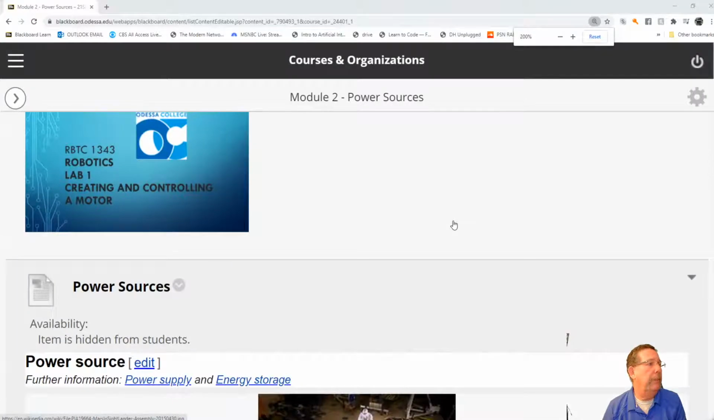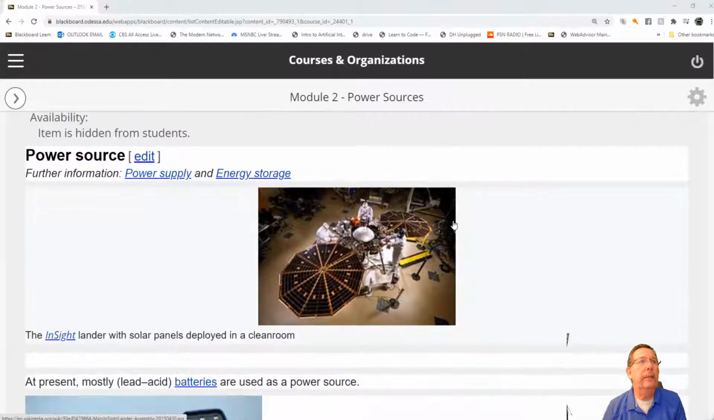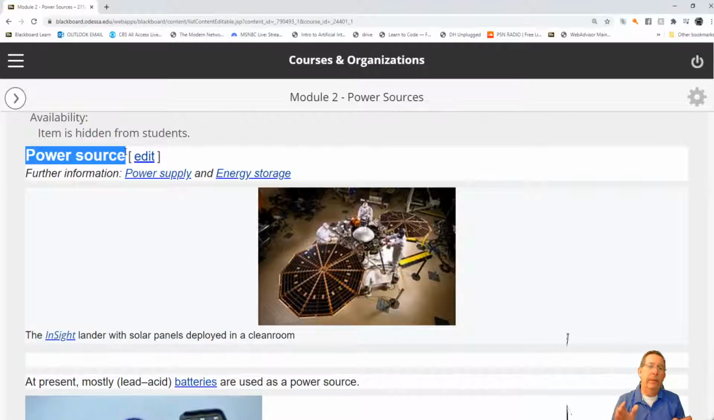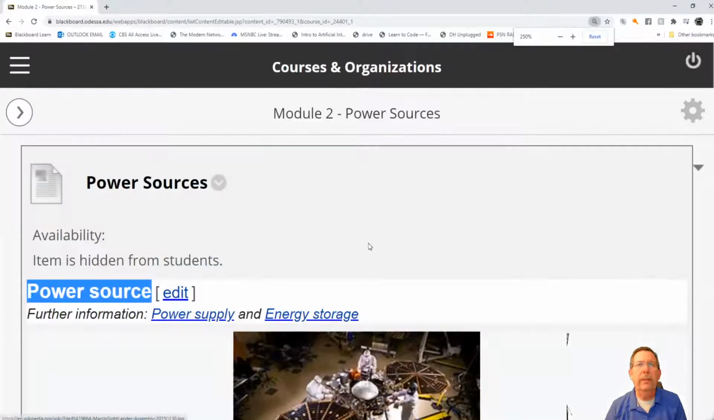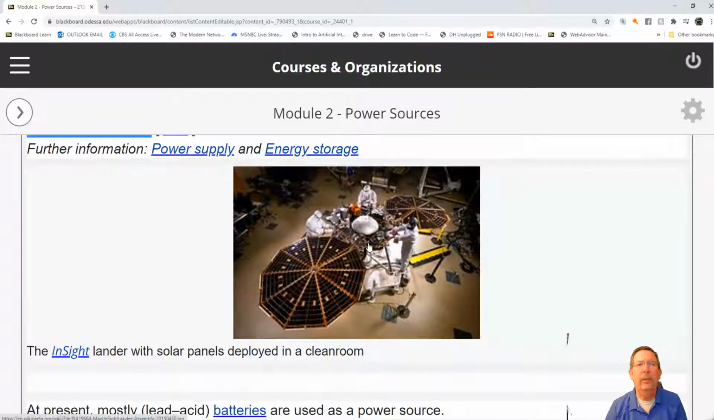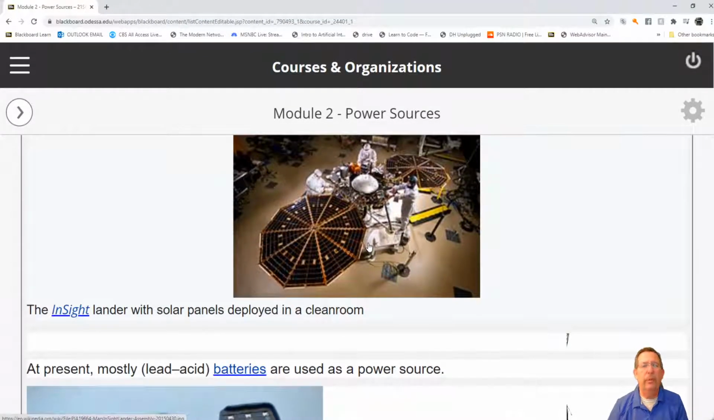Okay, so on my screen, guys, let me make this big so you guys can see it. We're going to talk about power sources, probably this session and maybe the next one. There's some information here, and you can click on these links and get a little more insight. This is a bunch of solar panels, which you can't see too well in a clean room, that they were using for power.